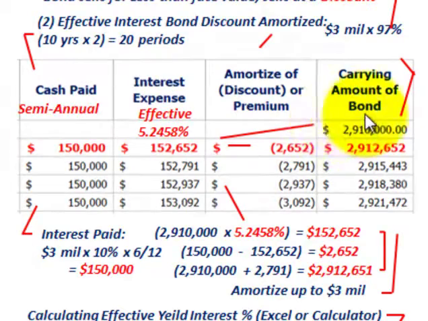Again, here's where we start out with our carrying amount of $2,910,000, and we've got our effective interest rate of 5.2458%. Take that times $2,910,000, and we get an interest expense for this first period of $152,652. Now, to determine our amortized discount, remember this is where we actually made that cash payment semi-annually. That would be $150,000, the interest paid semi-annually on the bond. That was the $3 million times 10% times 6/12, or half a year, which gives an interest payment of $150,000.